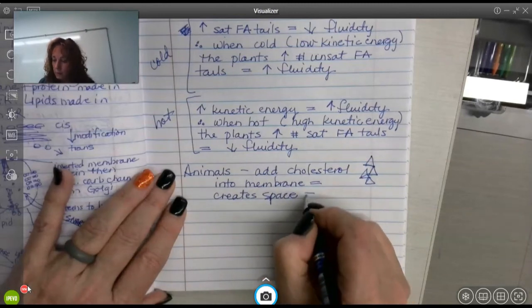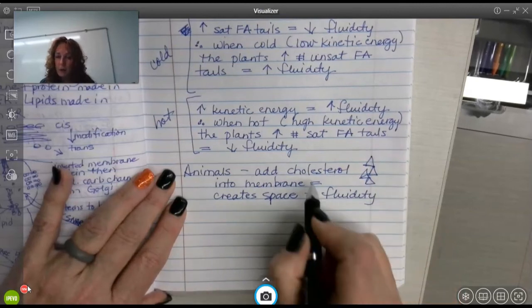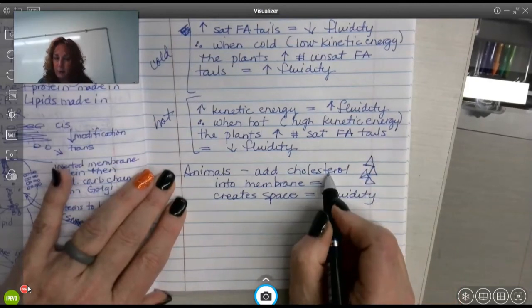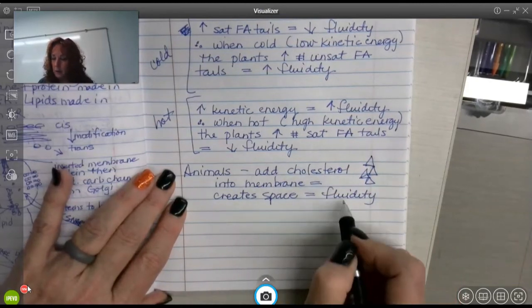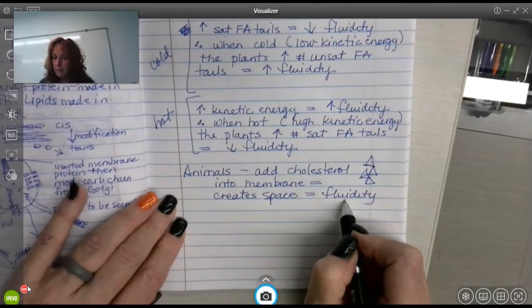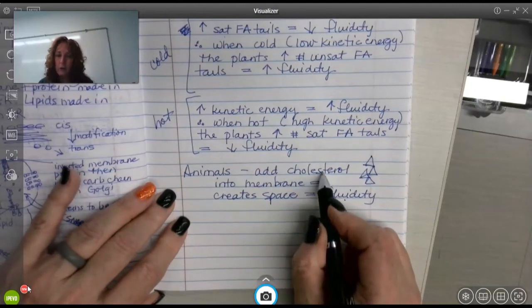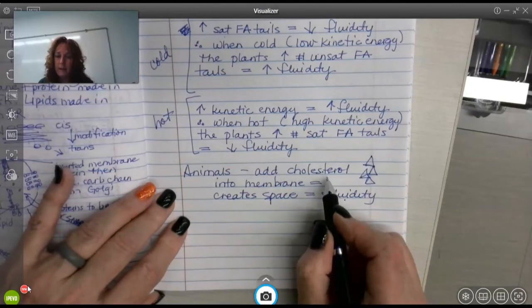Space equals fluidity. So they're going to remodel the membrane by putting cholesterol in and out to change the fluidity. So when you have a need for more fluidity, you'll add cholesterol, and when you need to reduce the fluidity, it gets pulled out.